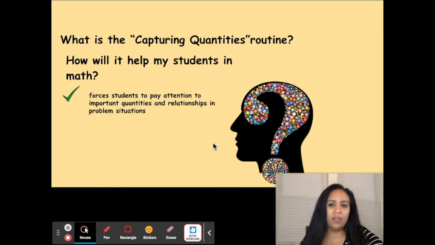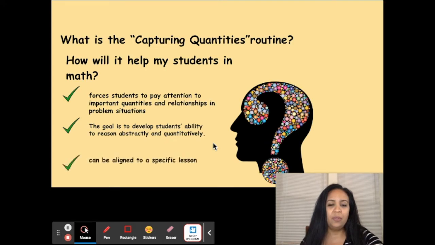What is the capturing quantities routine, and how will it help my students in math? Well, the capturing quantities routine is an instructional routine designed to focus students' attention on important quantities and relationships in problem situations. The goal of the routine is to develop students' ability to reason abstractly and quantitatively, and it also can be aligned to a specific lesson.